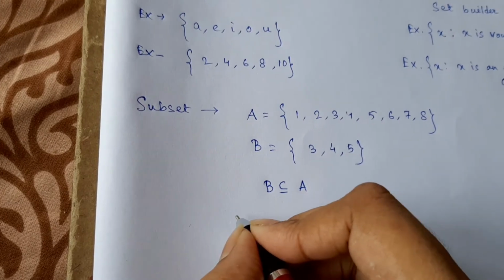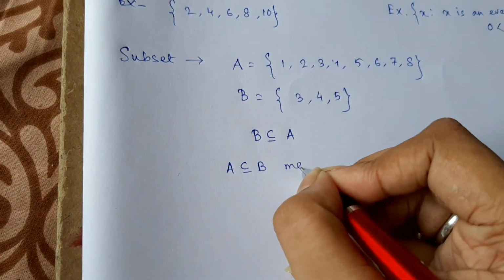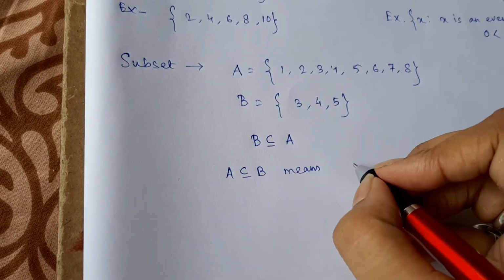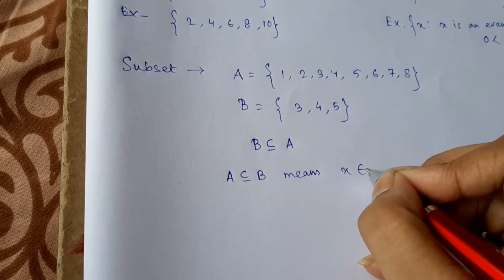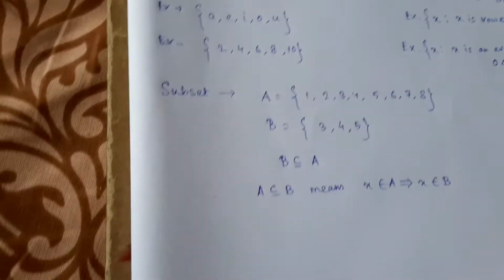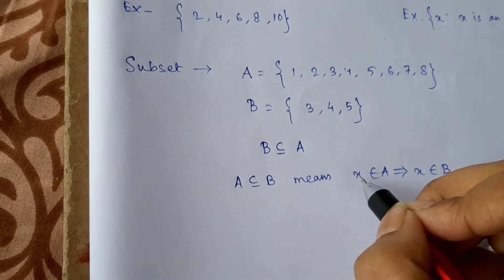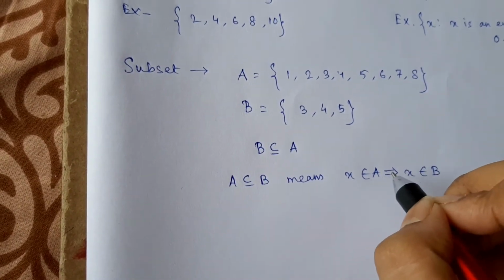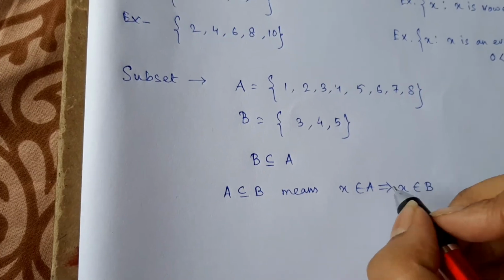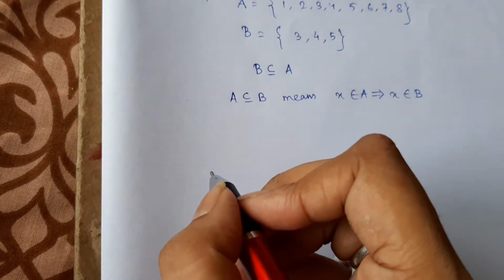A is a subset of B means X belongs to A implies X belongs to B. It means an element X which belongs to A also belongs to B. Okay.